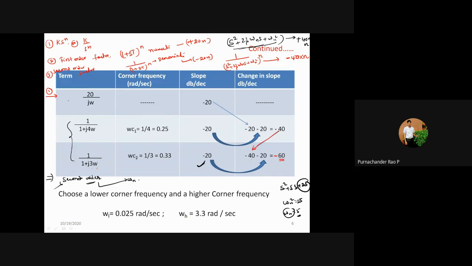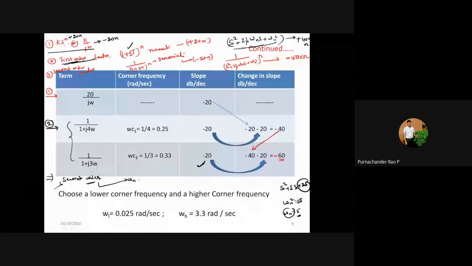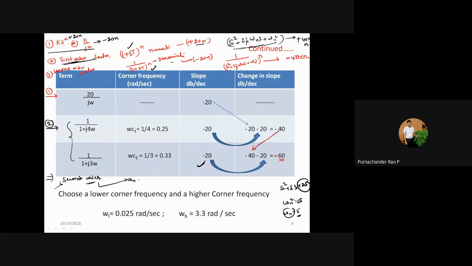Once again I will tell you how to fill this table. The first thing we have to choose is k s power n or k by s power n. K s power n will contribute plus 20 times n, k by s power n will contribute minus 20 times n. Once you finish this, the second one is the first order factor. Is the first order factor in the numerator or denominator? Numerator is plus 20 into n, denominator is minus 20 n.